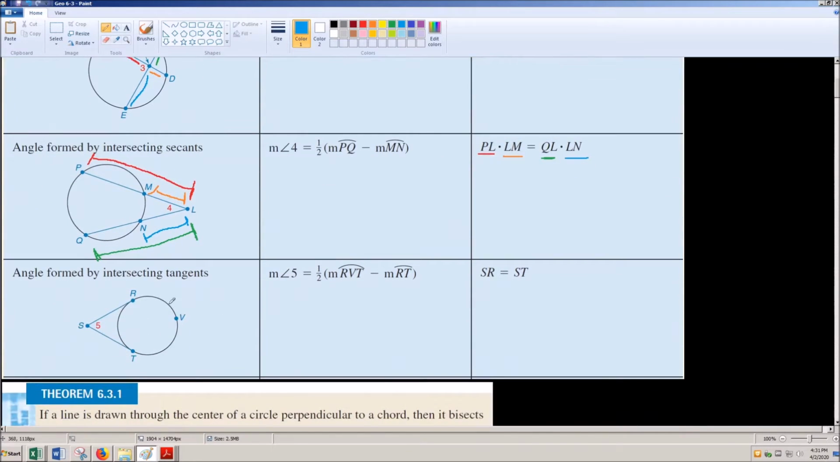If we have two lines which intersect tangent to a circle, so again, just touching at one point, we have that those two segments are the same. So here, SR and ST are equivalent. We could put a little one tick on those.